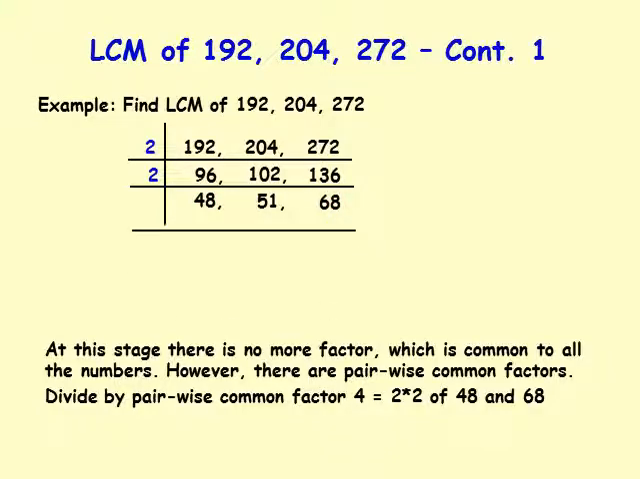Note that again 4 is not a common factor of all. I could have done it in 2 steps, 2 and 2. I just chose not to do that. So it's a shortcut. Now we'll divide by 4. When I divide 48 by 4, I get 12. 51 is not divisible by 4, we just keep 51. And when I divide 68 by 4, I get 17.